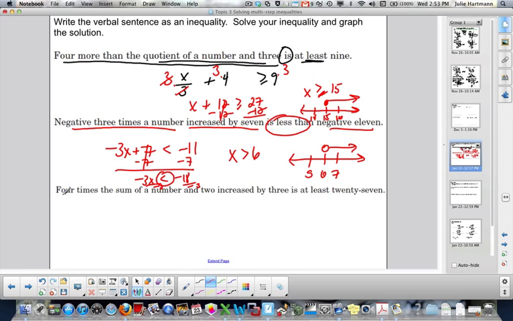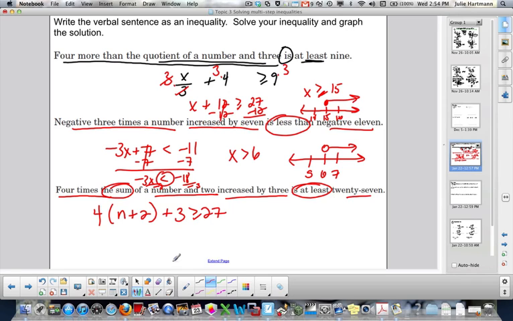And the last example, 4 times the sum of a number and 2. 4 times the sum of a number and 2, which means you have to take the sum of the number and 2 and multiply that sum by 4. You need those parentheses there. That's something that we did way back in chapter 2, I think, is writing those. When it's 4 times the sum or 4 times the difference, you need that parentheses. Increased by 3, so now plus 3, is at least, which means it's greater than or equal to 27.